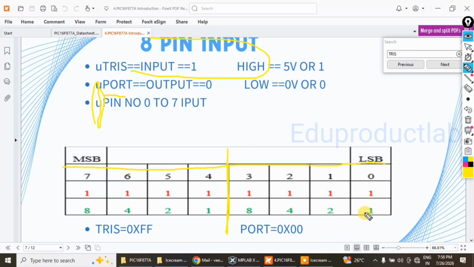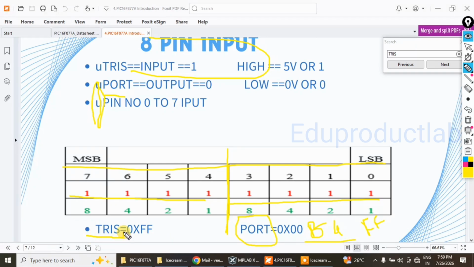I want input, which means every value is 1, and here also every value is 1. But in previous videos you saw that port values were written on the port side: 0xB4, then 0xFF also. For 8-bit output, 0xFF means 4 LEDs on and 4 LEDs off. That time it was 0xB4. Now you can configure TRIS.